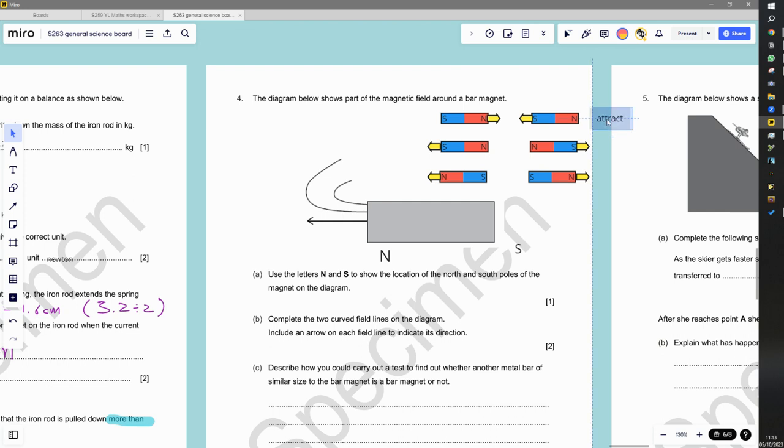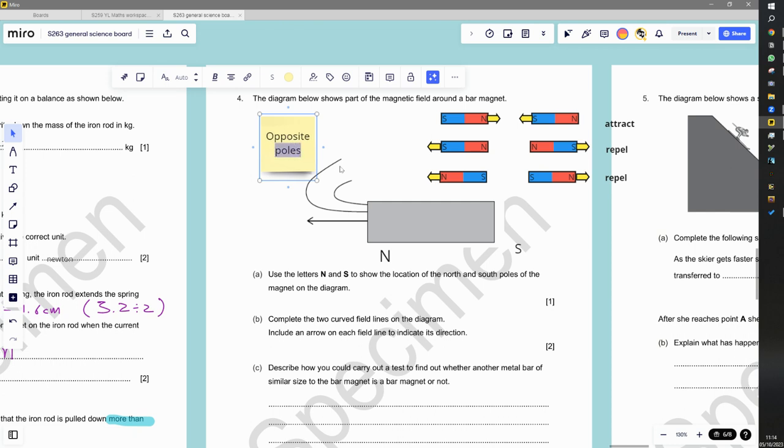So the word there is attract, which most people know, and this is repel, and this is also repel. So the sentence we want to write about this is that we say opposite poles. So the north and south, they're poles, attract. Okay, that's the first thing.